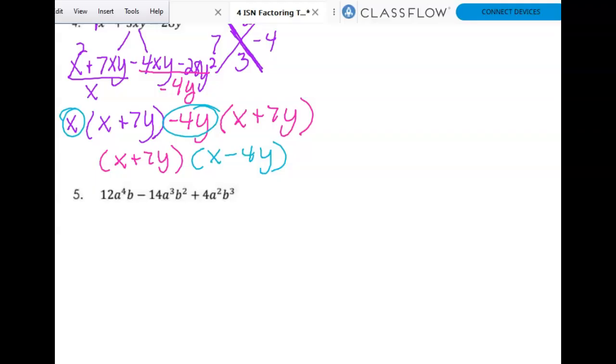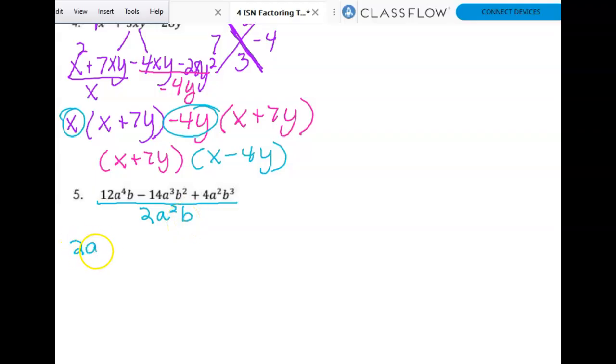So this is more scary because it's AB instead of XY now? No. 12, 14, and 4. What do they have in common? 2. Is there an A in every term? What's the lowest exponent? A squared. Is there a B in every term? What's the lowest exponent? Okay, so this is my greatest common factor.